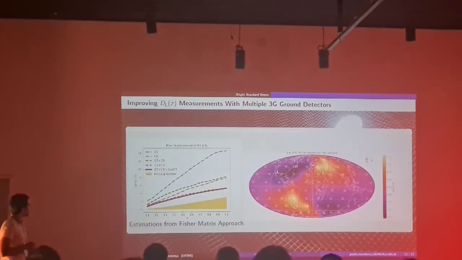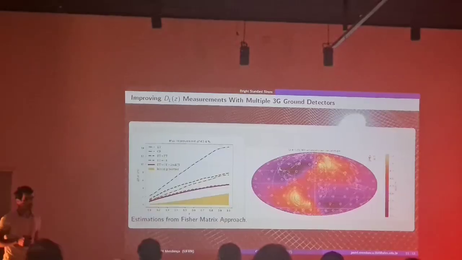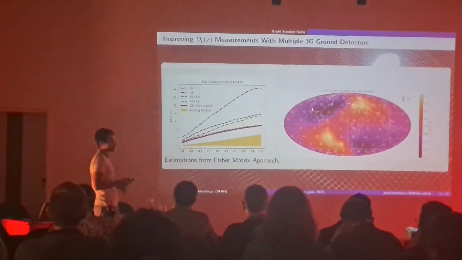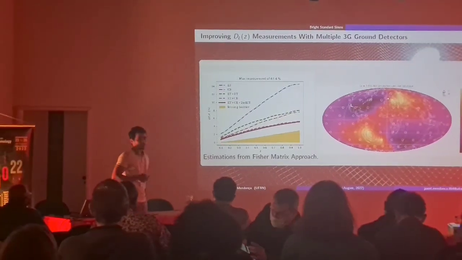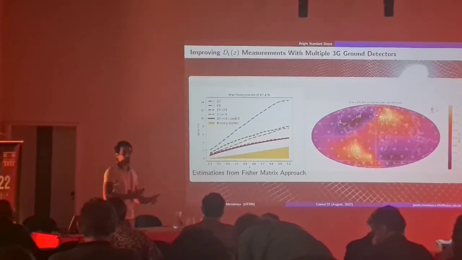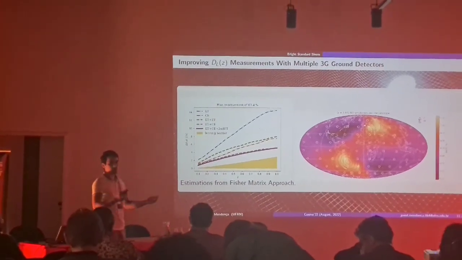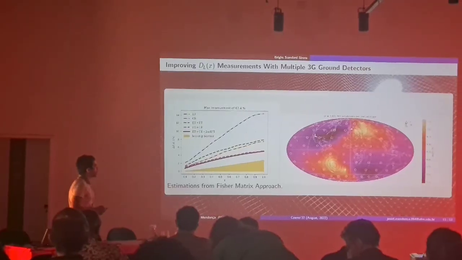And we have, for example, the Einstein Telescope, a Cosmic Explorer, and the other, for example, other detectors. You have this black one here. And in here we show how we can improve the measurements of luminosity distance when we have many more detectors joined with the Einstein Telescope. And here is one example.